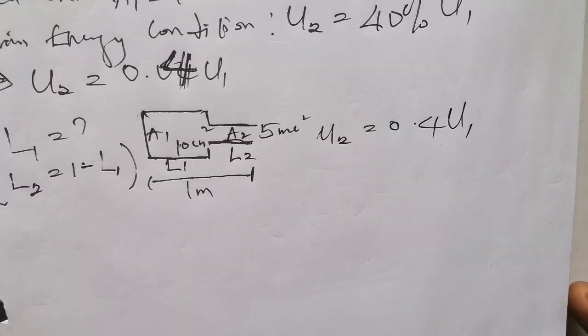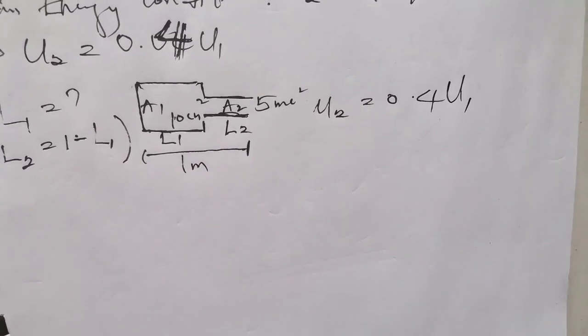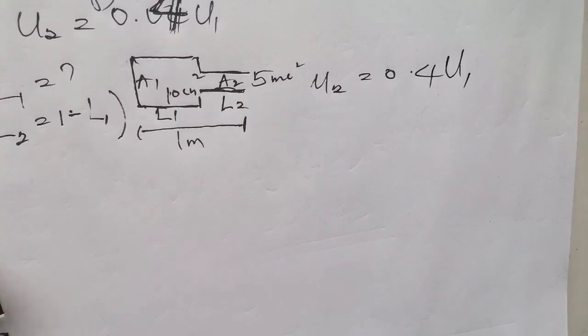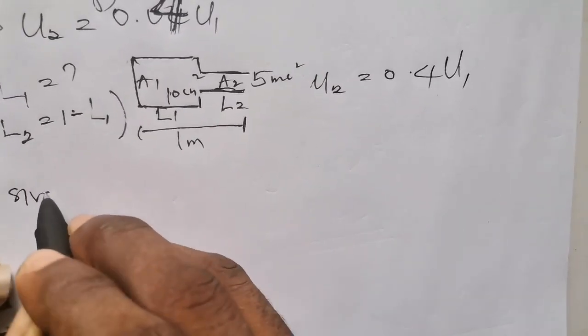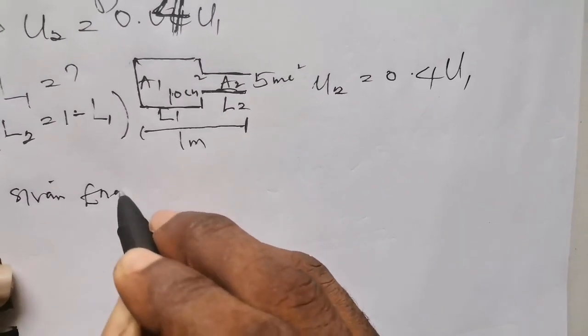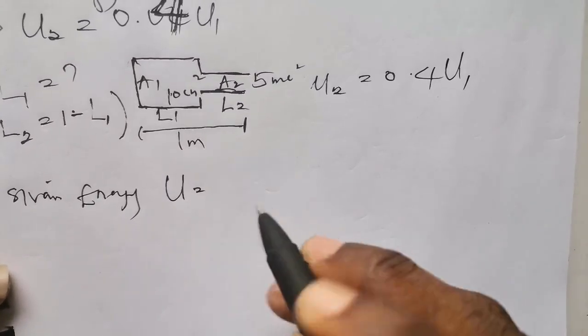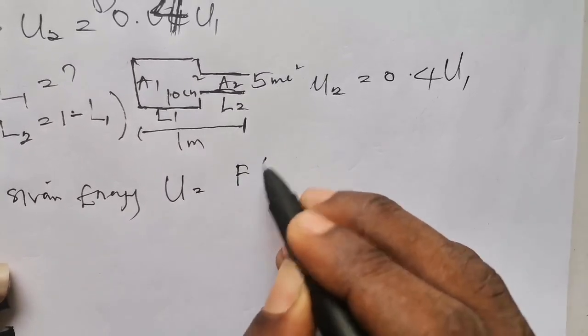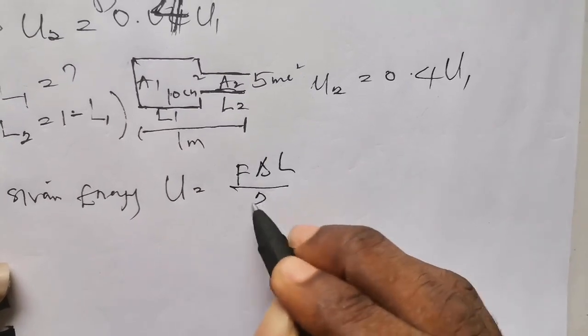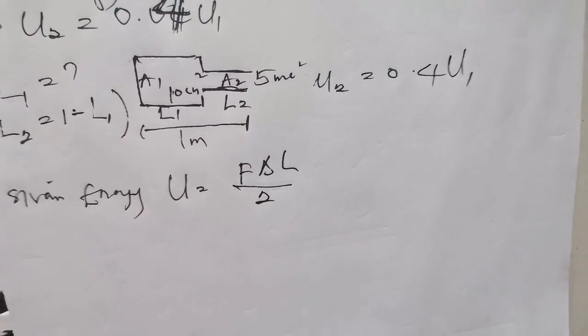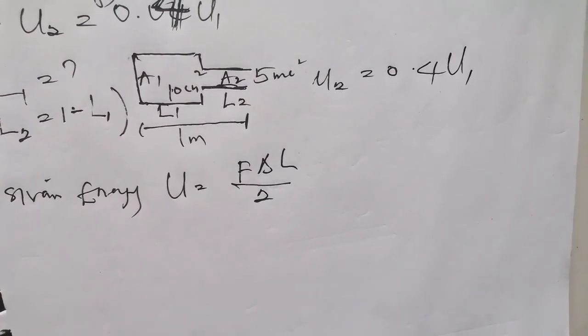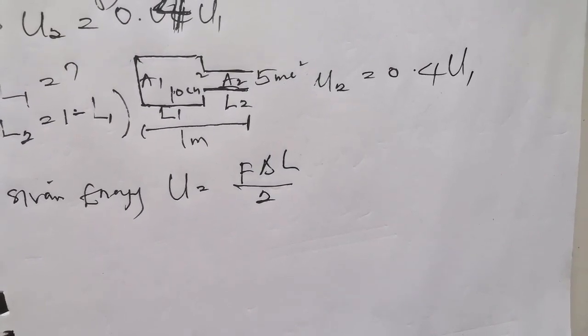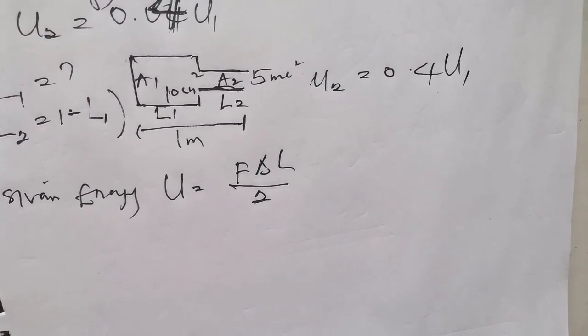Okay, so now let's find out what then is strain energy. Okay, what then is strain energy? Strain energy mathematically is given as force times change in length all over 2. There are lots of formulas for strain energy, but the base formula is simply this: force times change in length all over 2.